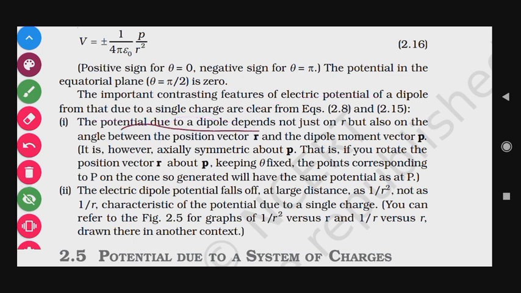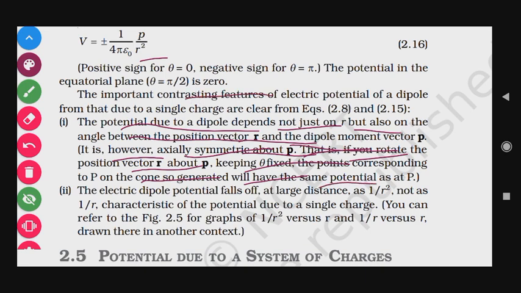The potential of a dipole depends not just on R but also on the angle between the position vector R and the dipole moment vector P. So you can see that the dipole potential depends on R, the distance of the point from the center of the dipole, and also on the angle. It is however axially symmetric about P, that is, if you rotate the position vector R about P keeping theta fixed, the point corresponding to it lies on the generator of a cone.